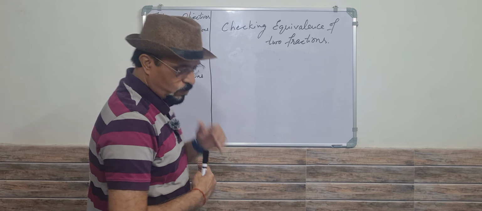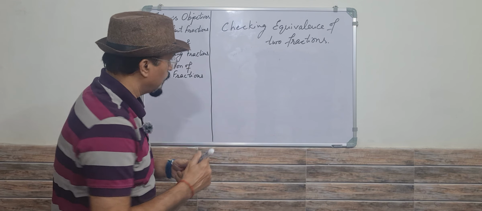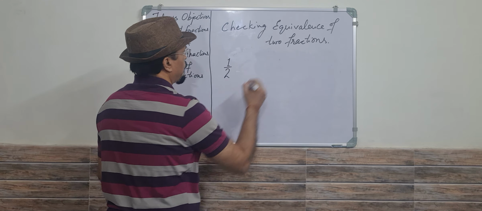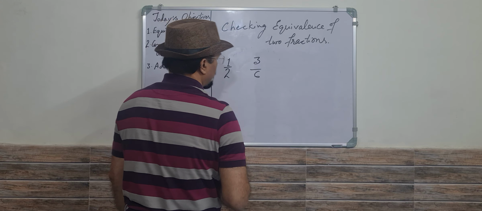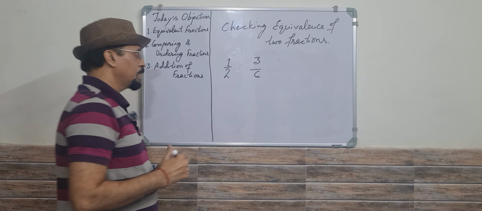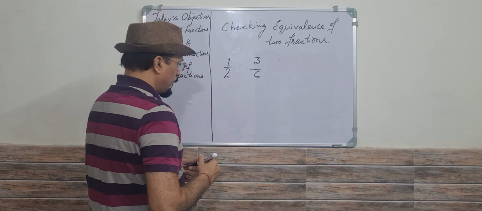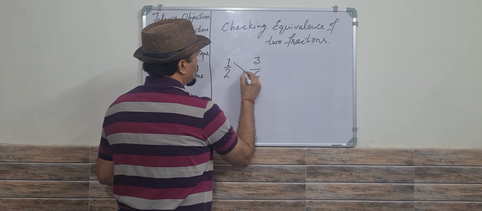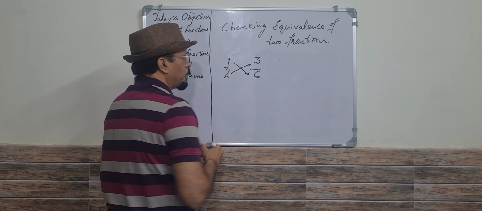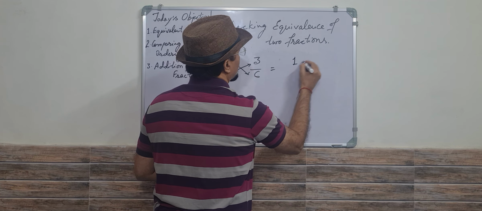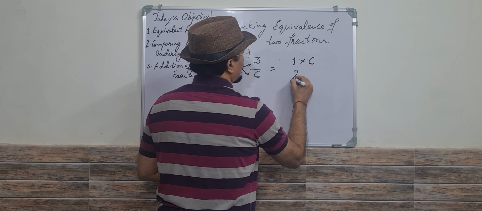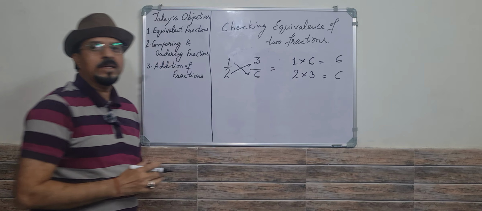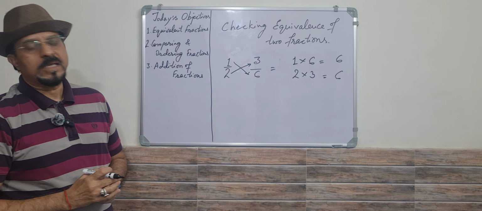So checking equivalence of two fractions, if I have to check whether two fractions are equivalent or not: 1/2 is a fraction, 3/6 is another fraction, and we need to check whether they are equivalent or not. The simplest method of finding this is cross multiplication. We will cross multiply. So we'll multiply 1 by 6, we'll multiply 2 by 3, and we'll find the result. If the result is same, the two fractions are equal fractions.